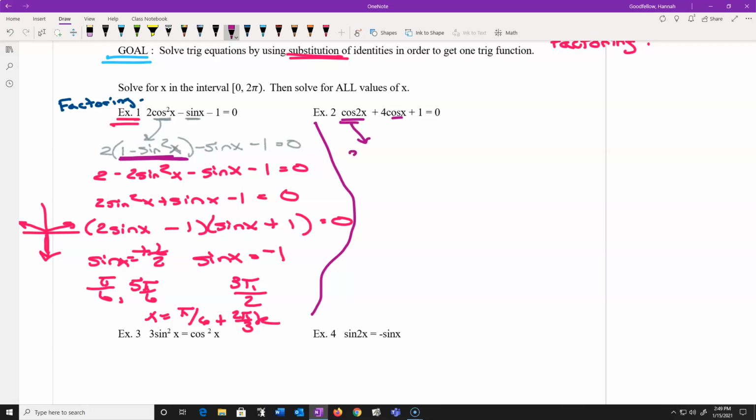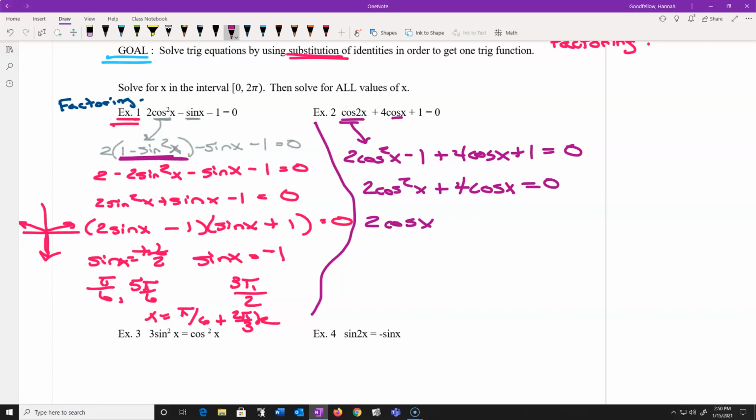And I think that the best one to choose would be 2 cosine squared x minus 1, then plus the 4 cosine x plus 1, and set that equal to 0. The 1's will cancel, and I'll end up with 2 cosine squared x plus 4 cosine x is equal to 0. That actually is a GCF kind of question where you could pull things out: 2 cosine of x times cosine of x plus 2. Set that equal to 0.